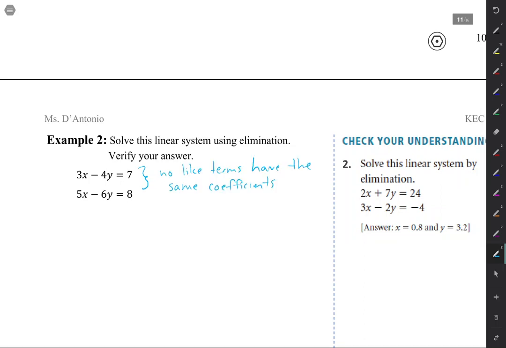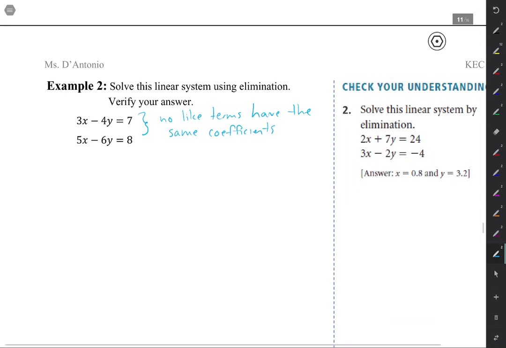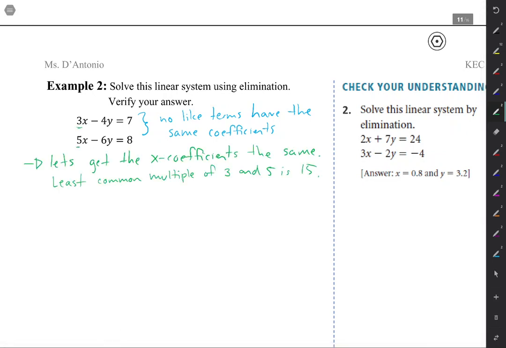So because none of the coefficients are the same, it's going to be really hard for us to cancel out or eliminate one of those variables if we were to add or subtract the equations. So because of that, we need to make one of the variables have the same coefficients as each other. So let's just focus on the coefficients in front of the x's and let's make those the same.